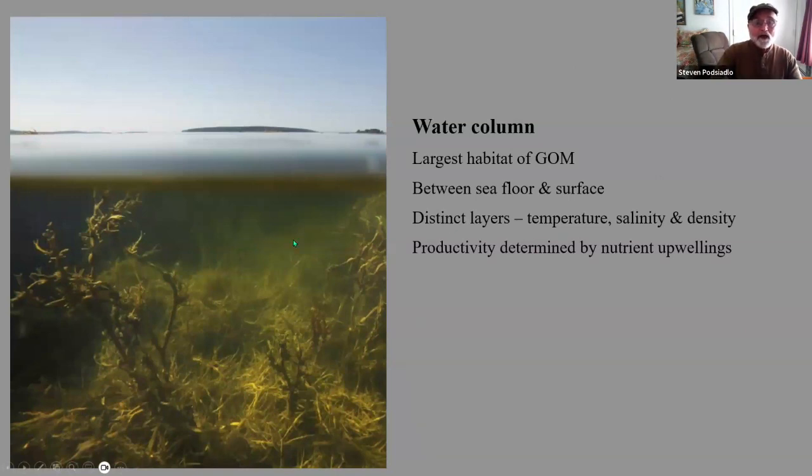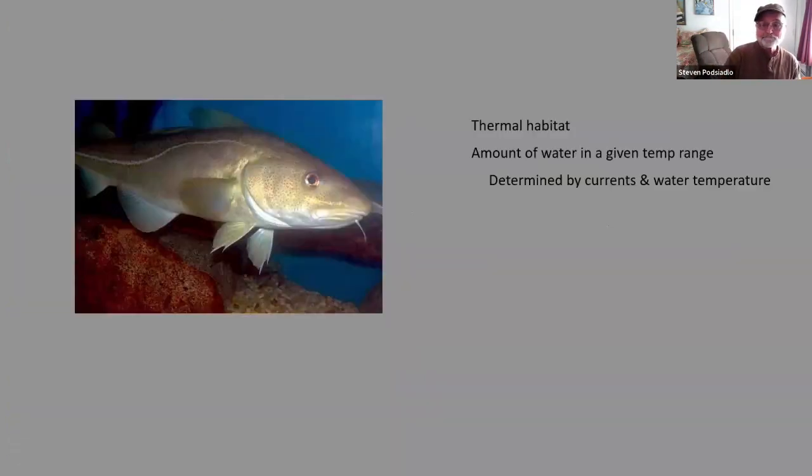The water column is the largest habitat in the Gulf of Maine, and it lies between the seafloor and the surface. The water column has distinct layers, and they are separated by temperatures, salinity, and density. And density and salinity are somewhat related because more salt means it's more dense. Productivity in the water column is determined by nutrient upwellings. The currents will push water past an island or an inlet, and what it does is it tends to cause nutrients to come towards the surface.